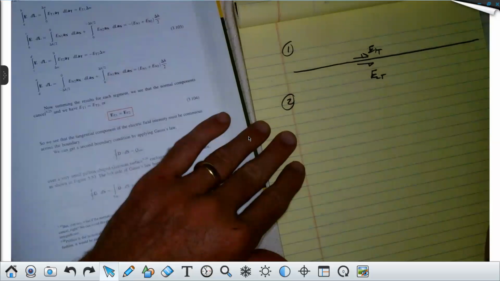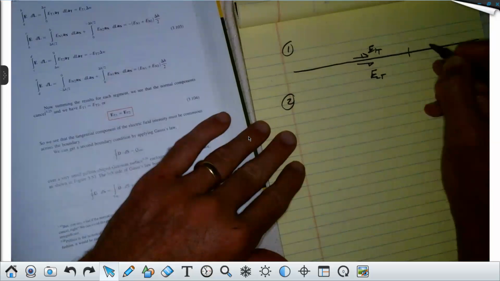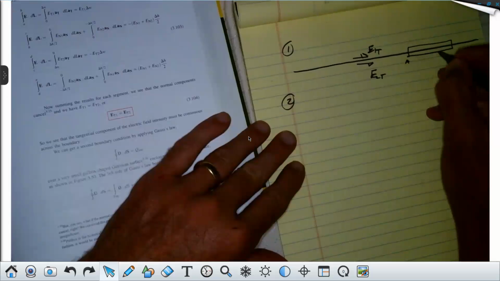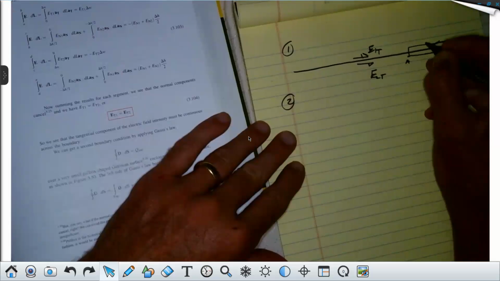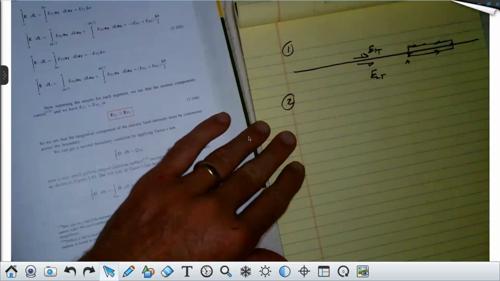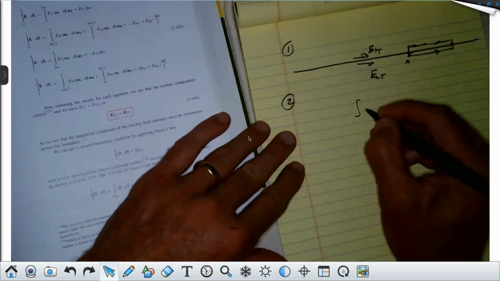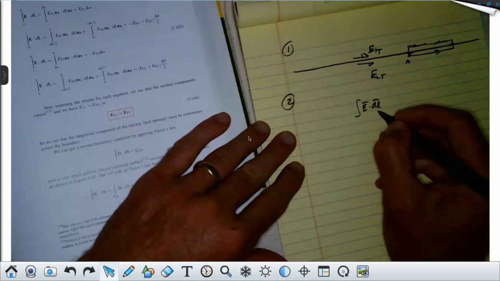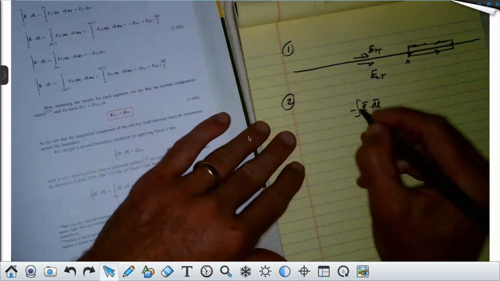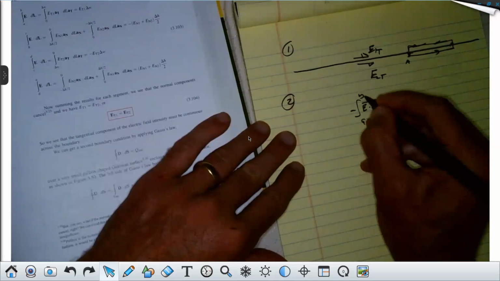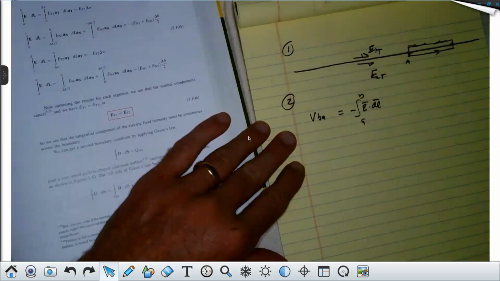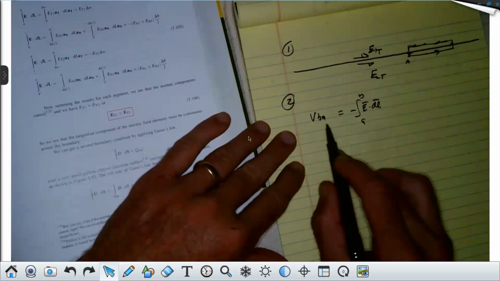Now, here's the argument they make in the book. They're going to say, if I take a little path like this, I'm going to start at point A, and I'm going to integrate in this direction and go back to A. I know that the integral of E dot dl is the voltage. Technically, I could say minus that from A to B would be the voltage, VBA, right? You with me? I didn't even define the point B yet, but I'm just saying we know that that's true, right?